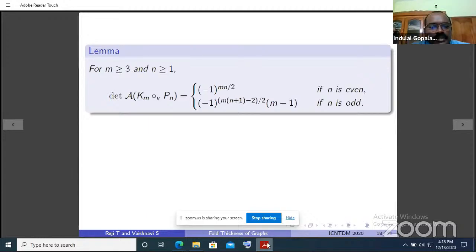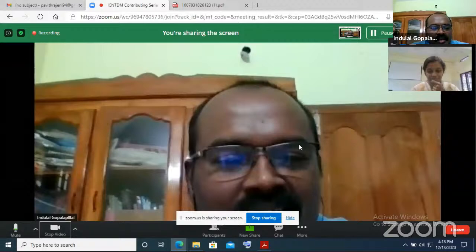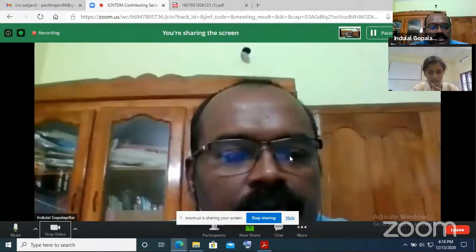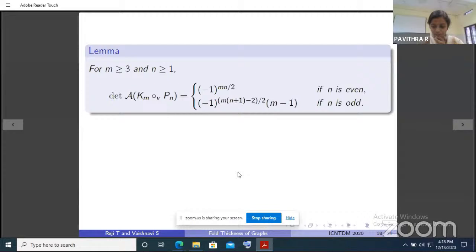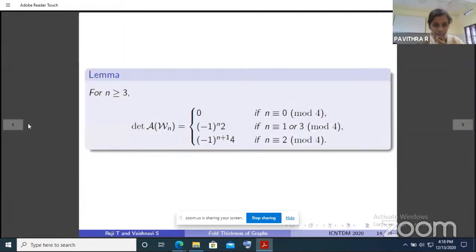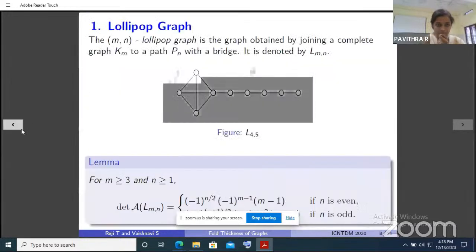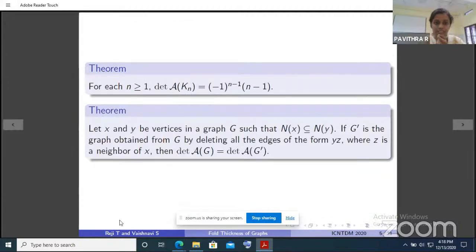Okay, any further questions? Pavitra? Sir, Vaishnavi. Vaishnavi, okay. What is the technique you use to find the determinant of this adjacency matrix? Sir, I will show. In the preliminaries, I stated a theorem. This theorem is mainly applied. This is the theorem mainly used to find the determinant.